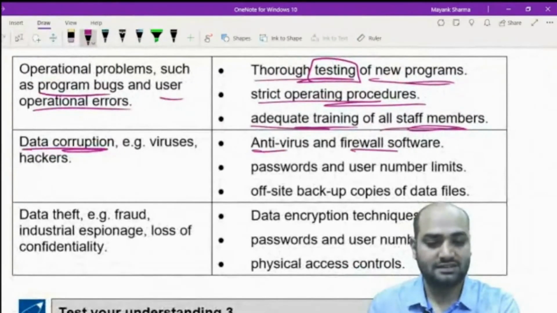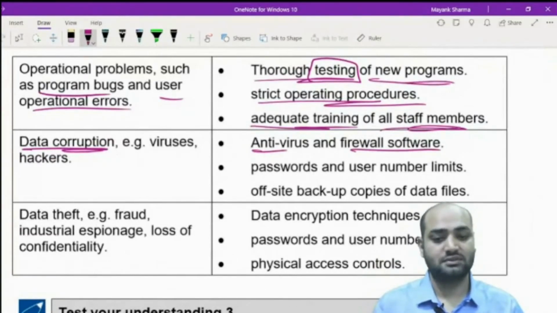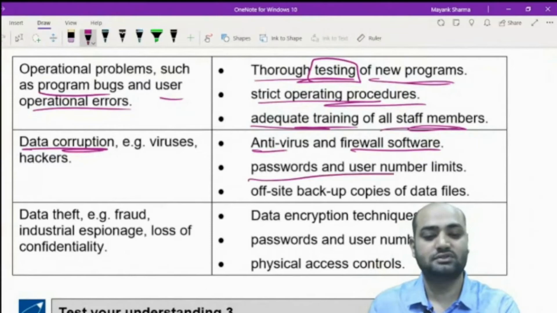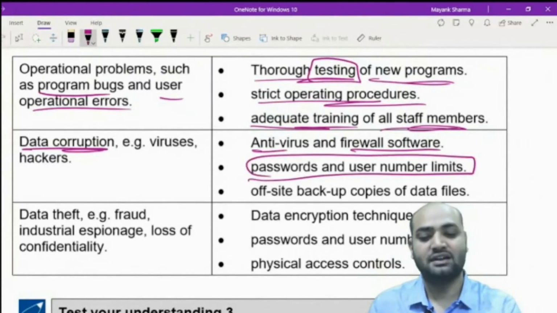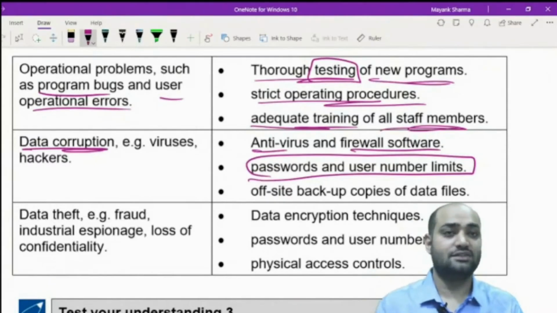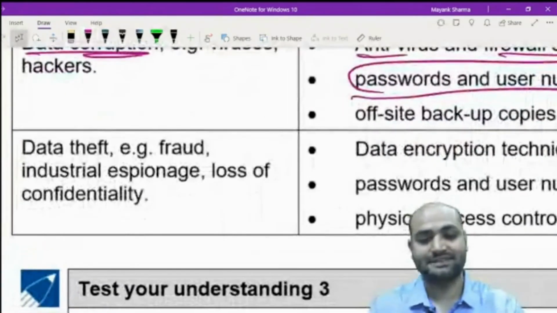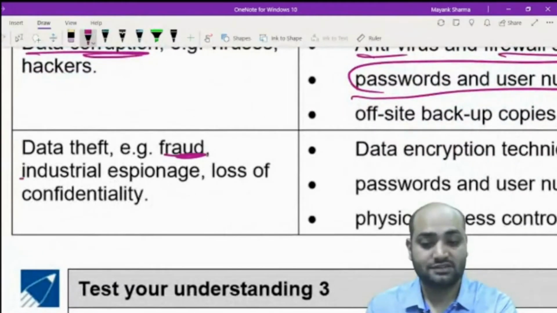So antiviruses and firewalls will stop your data corruption. Passwords and user numbers will obviously keep the hackers away. Offsite backup copies of data files will safeguard your data in case your main data gets hampered or corrupted. Data theft, example, fraud, industrial espionage.